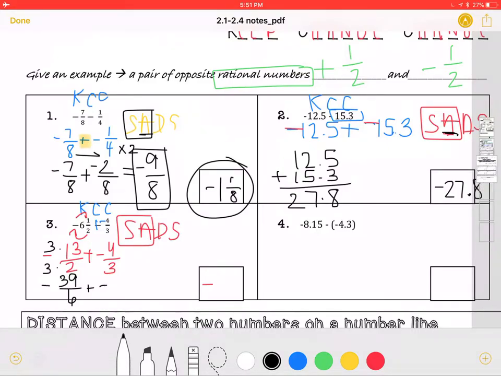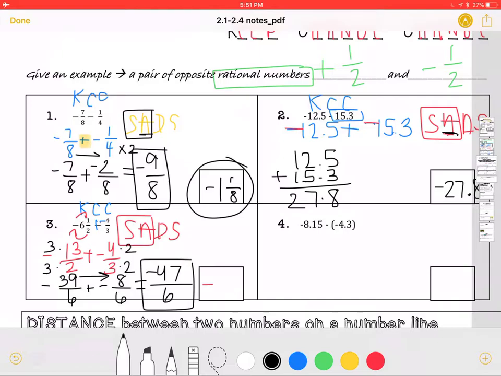Plus, now I need to do the same thing over here. Change this to a 6, but now I'm multiplying by 2. 4 times 2 is 8. Same signs, we're adding those numerators together across. So 39 plus 8 gives us 47. Keep your denominator a 6. Keep your answer negative. But I wouldn't leave it like that.